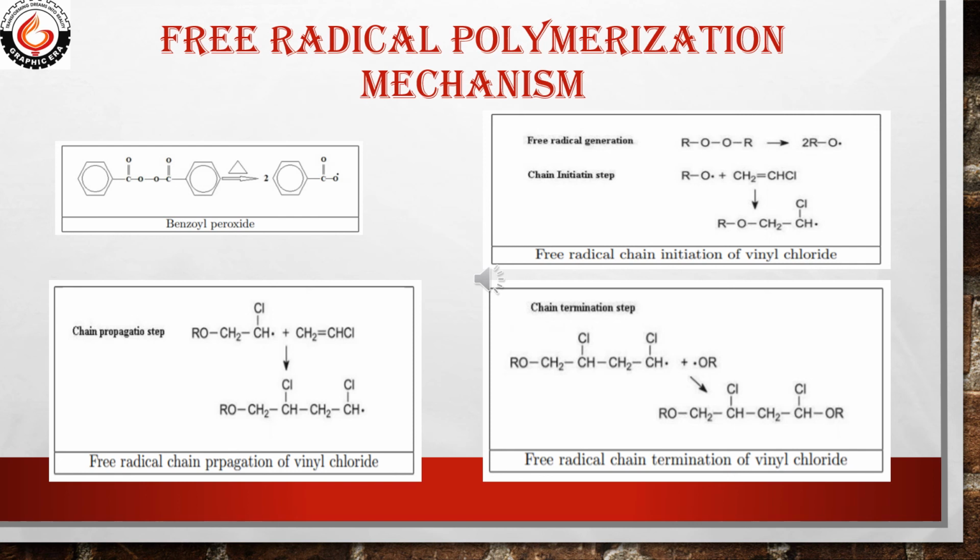So what happens when a free radical is formed from a peroxide? It will react with the monomer. Here it is reacting with a vinyl chloride unit and giving a new free radical, ROCH2CHCl. This means the free radical is transferred from RO to CH2CHCl, and in this way the monomer is initiated, and now it is ready to react with another monomer, or another monomer can be attached to it.